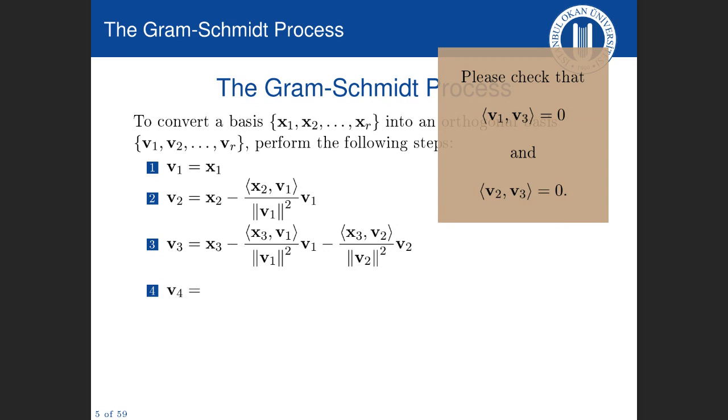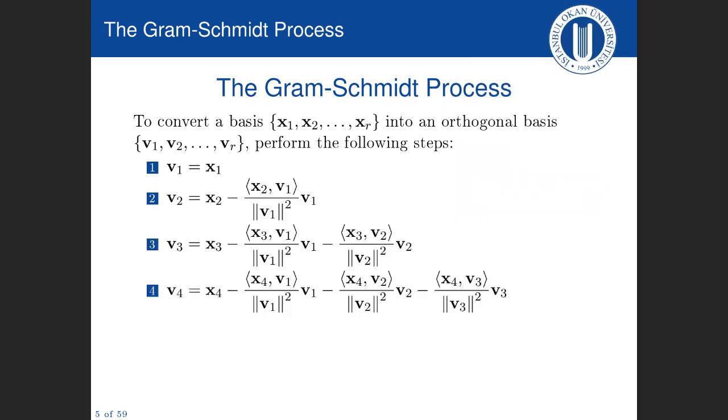And then we just carry on using the same idea. V4 is going to be X4 minus the part of X4 pointing in the same direction as V1. So that's the inner product of X4 and V1 divided by the norm of V1 squared, multiplied by V1. And then minus the part of X4 which points in the same direction as V2, minus the part of X4 which points in the same direction as V3, and so on. That's the pattern. We can go on and on until we have Vr.